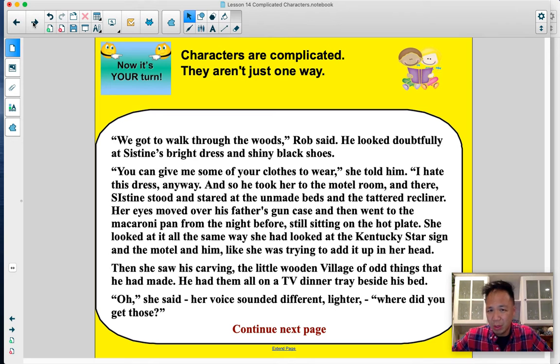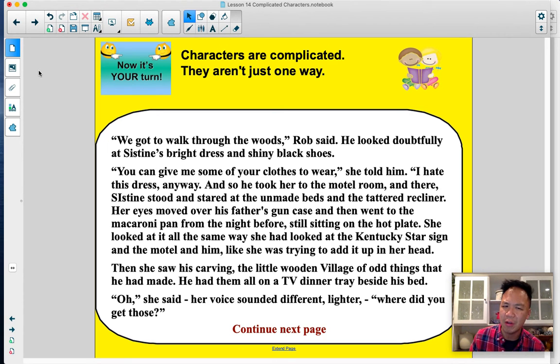"We got to walk through the woods," Rob said. He looked doubtfully at Sistine's bright dress and shiny black shoes. "You can give me some of your clothes to wear," she told him. "I hate this dress anyway." And so he took her to the motel room, and there Sistine stood and stared at the unmade beds and the tattered recliner. Her eyes moved over his father's gun case and then went to the macaroni pan from the night before, still sitting on the hot plate.